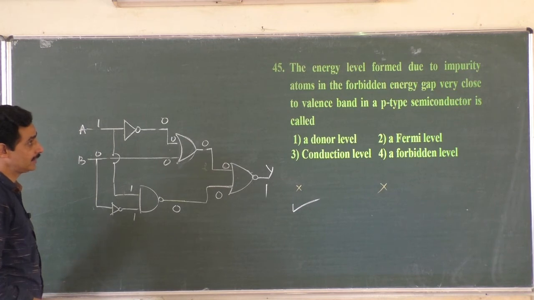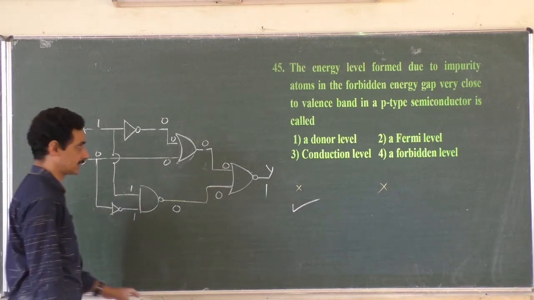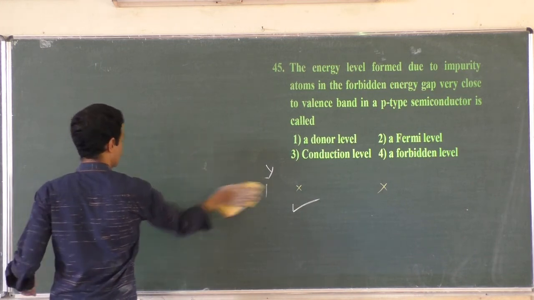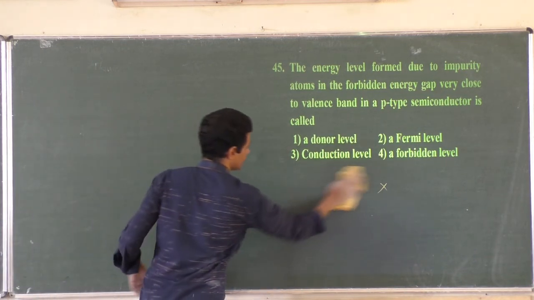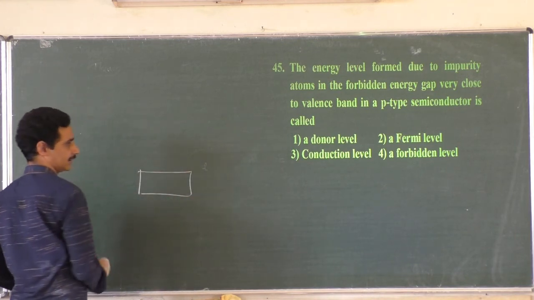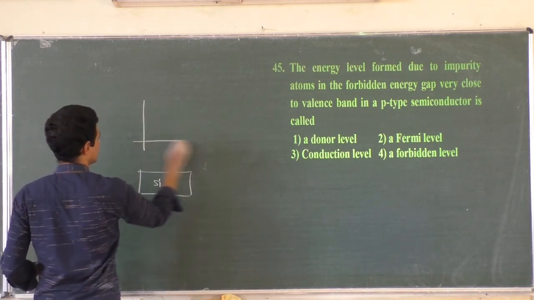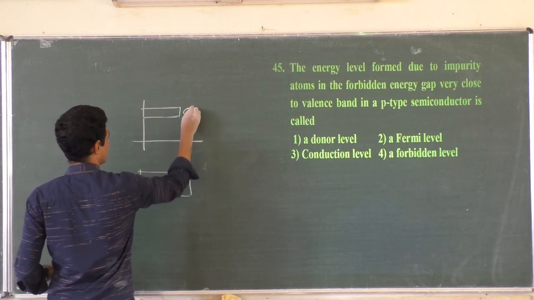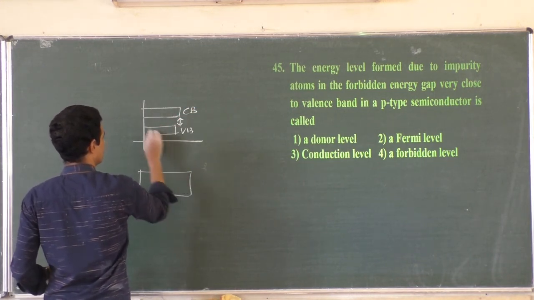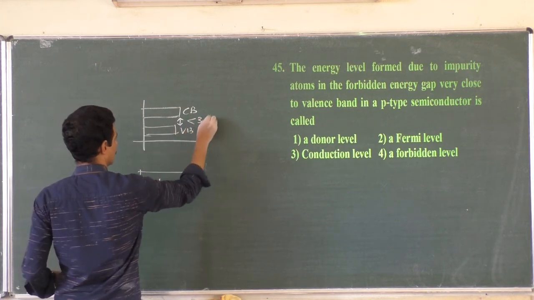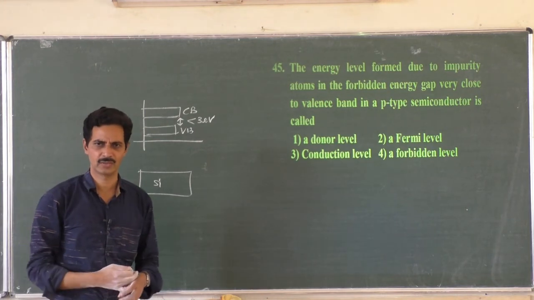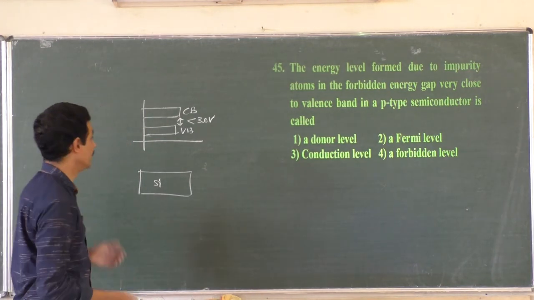The 45th one. The energy level formed due to impurity atoms in the forbidden energy gap, very close to the valence band in a p-type semiconductor. Suppose you take an intrinsic semiconductor, say silicon. Its energy level diagram is like this. This is the conduction band and this is the valence band, and this energy gap is very less than 3 electron volt. Silicon is 1.1 electron volt or 0.7 electron volt. The energy gap is very less.